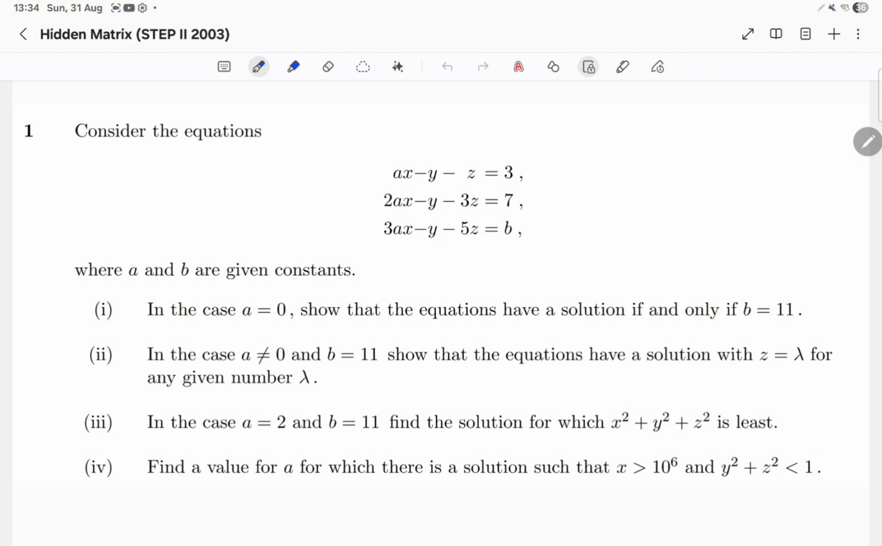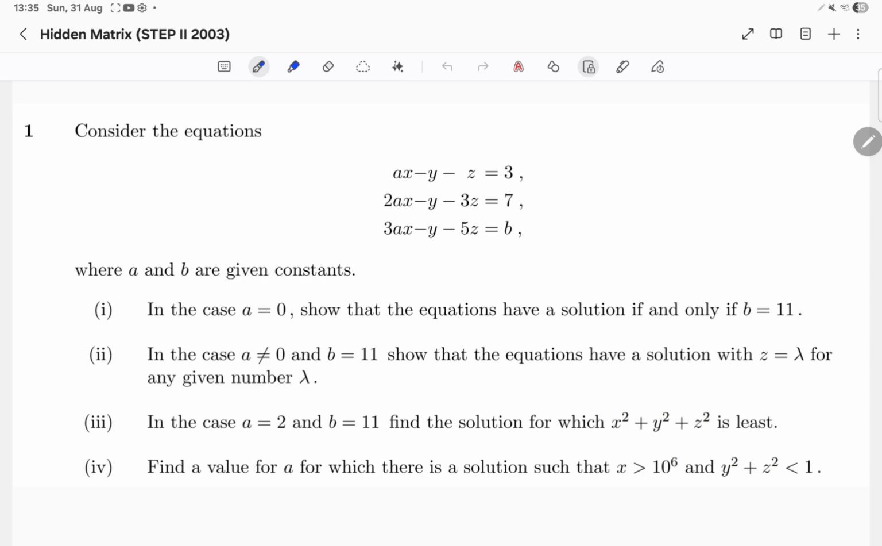In the case a equals 0, show that the equations have a solution if and only if b is equal to 11. In the case a is not equal to 0 and b is equal to 11, show that the equations have a solution with z equals lambda for any given number lambda.